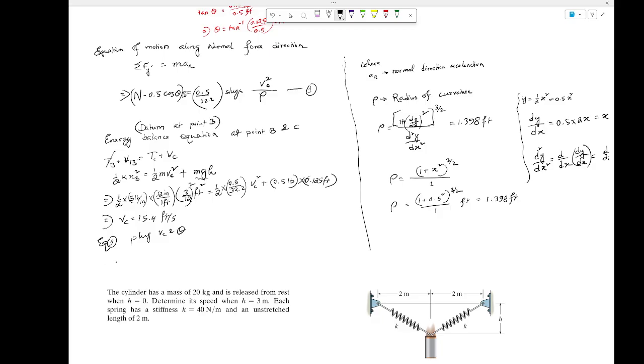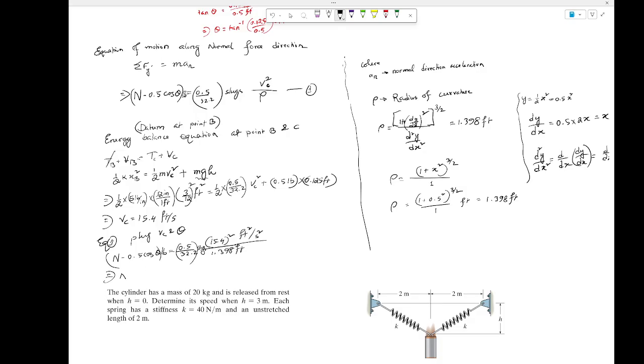So then you would like to plug BC and theta into equation 1. Then you should have n, a normal force that you would like to find, right? So n minus 0.5 cos theta equals 0.5 times 32.2. This BC is 15.4 squared. This rho is 1.398 feet. This one is feet squared divided by second squared, right? And this one is slug. And this one is in pound.